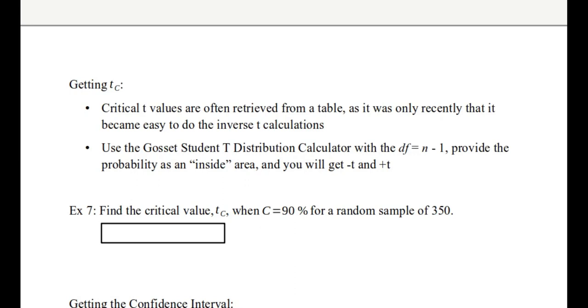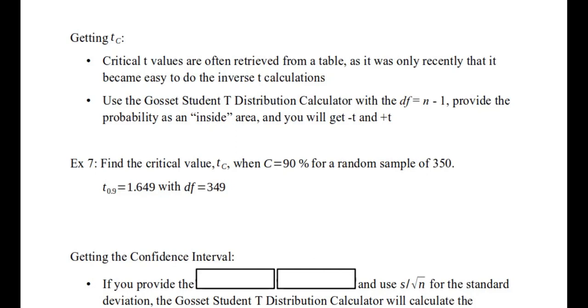So in the past, even when I was taking this course as a student, we had tables for this, and we actually found the number closest to the area, the probability that we were interested in, and then we figured out what values of t were closest to that. We're going to use the Gossett Student T Distribution Calculator from Chapter 6 to find our critical t values.